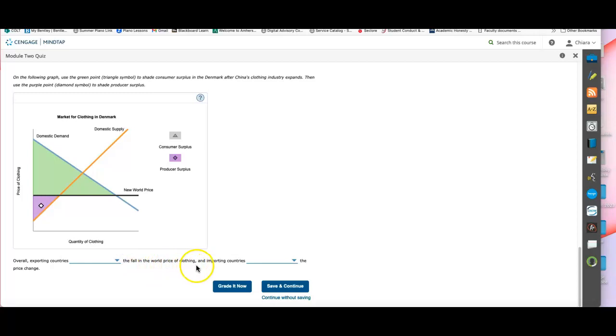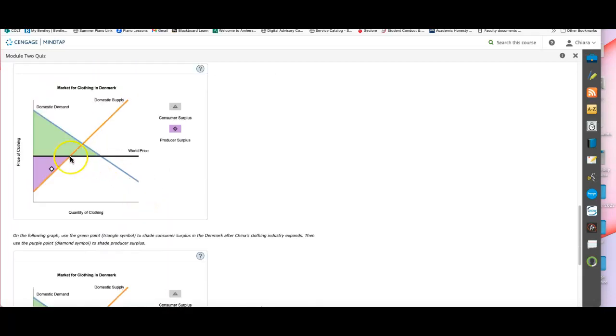So overall, exporting countries, what does it say here, are affected, benefit, or are harmed by the fall in the world price of clothing, and importing countries have benefit, are not affected, or are harmed. So we know that importing countries benefit: the consumer surplus, the whole total surplus, has become much bigger. So when we add producer surplus and consumer surplus, look how much bigger it is in area than this one.